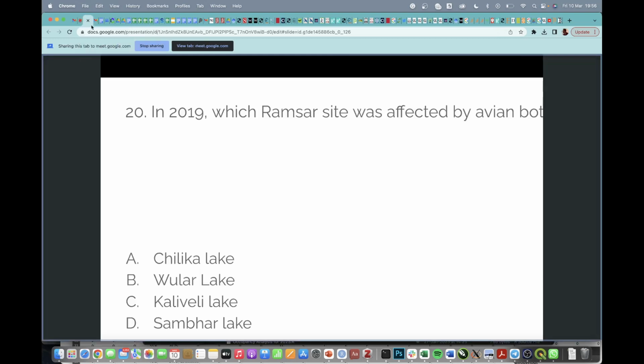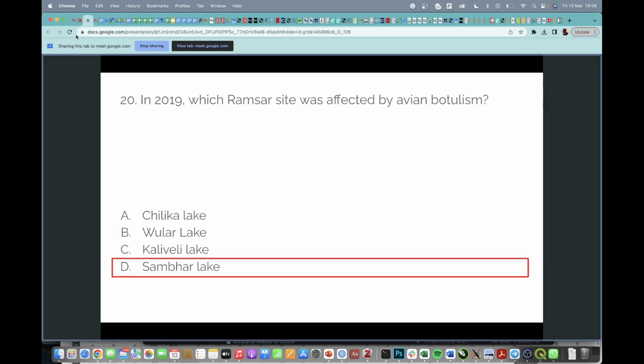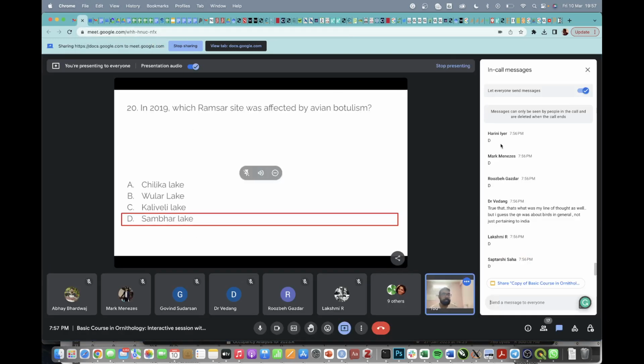Yeah, this is the last question. I think almost all of you got the answer. It's D, Sambhar Lake, avian botulism. All right, that's the end of the session. Anybody else want to say something, ask something? I'll answer as much as I can.